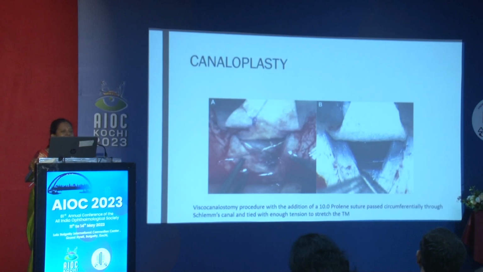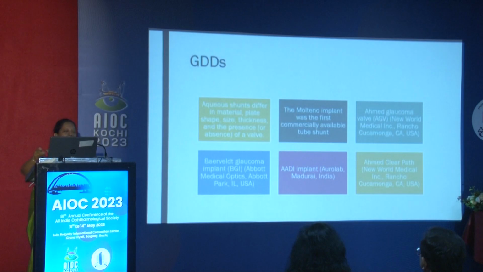Then canaloplasty also became popular for some time. This is an extension of the viscocanalostomy procedure with the addition of a Prolene suture, which was passed circumferentially 360 degrees through Schlemm's canal and tied with enough tension. This is to stretch the trabecular meshwork. Then the glaucoma drainage devices came into use.